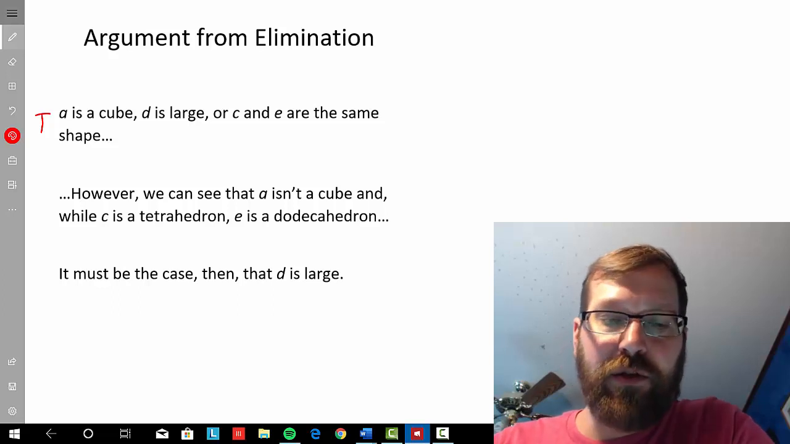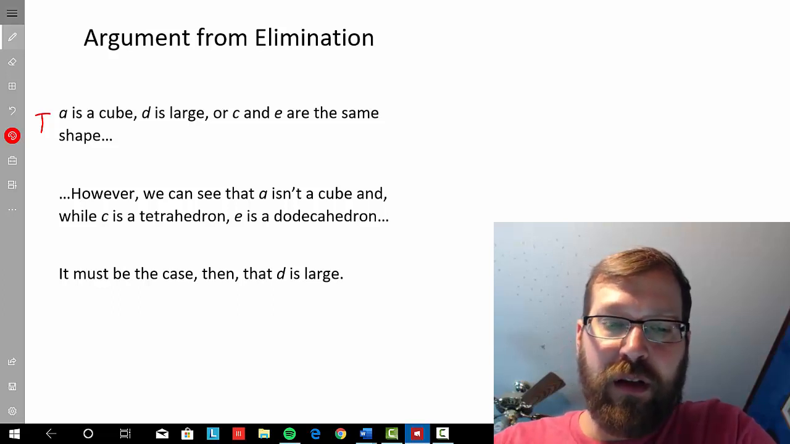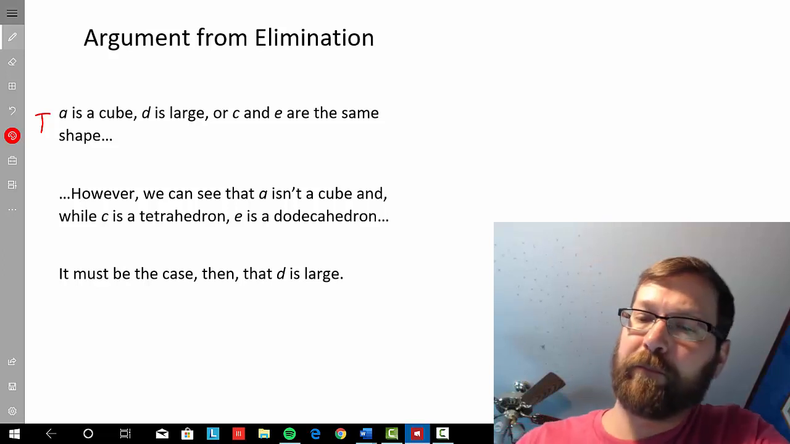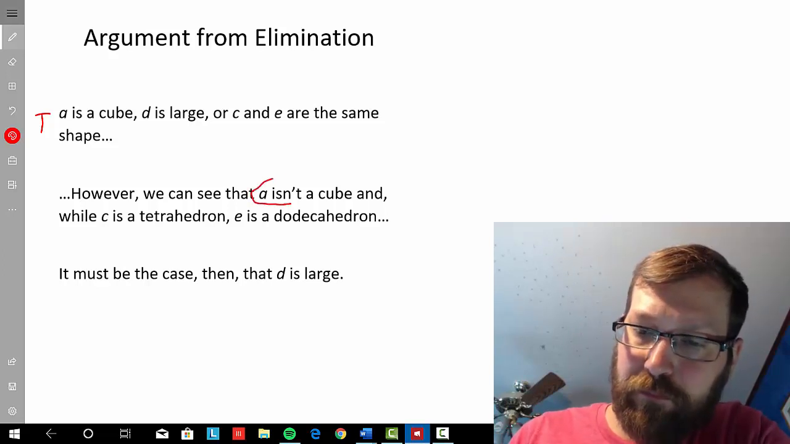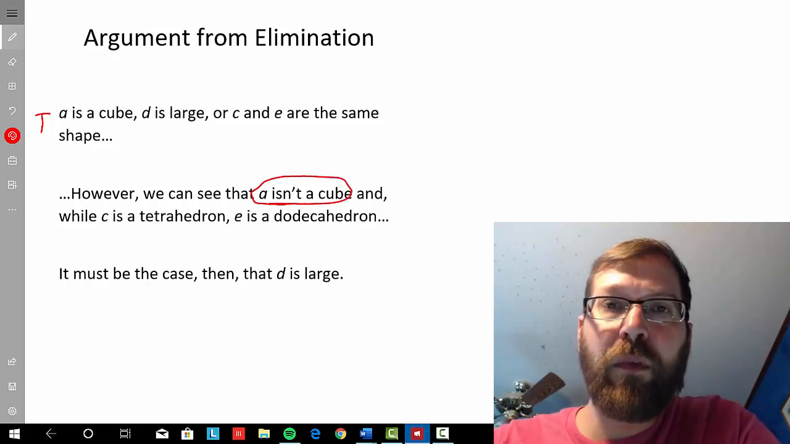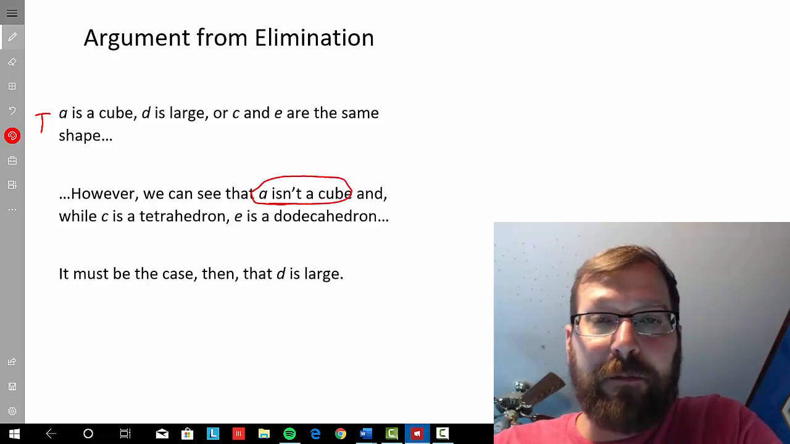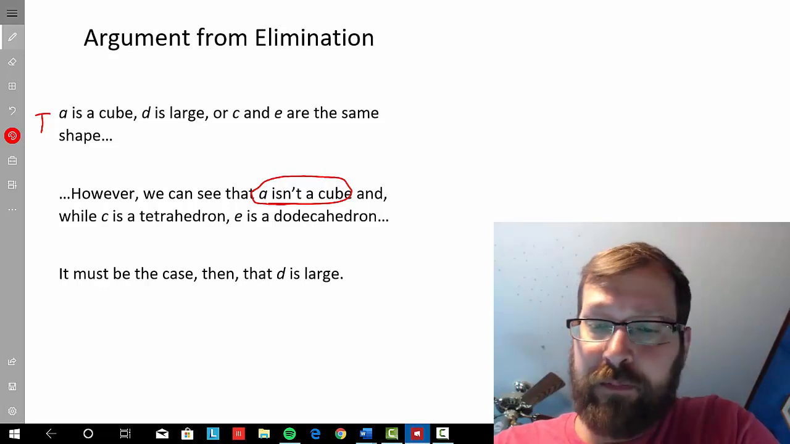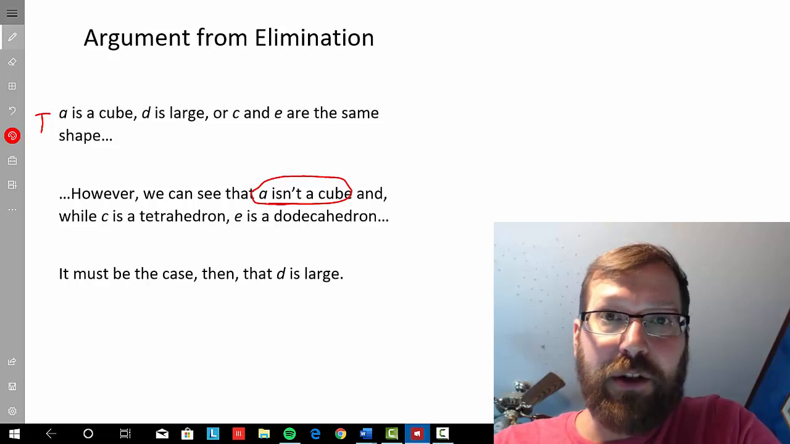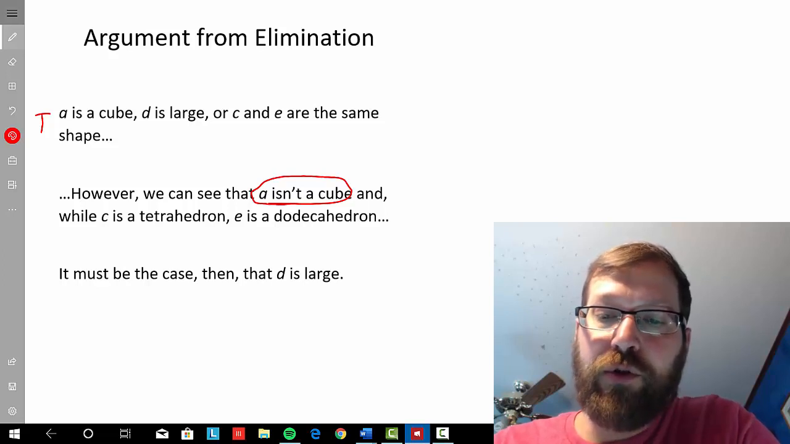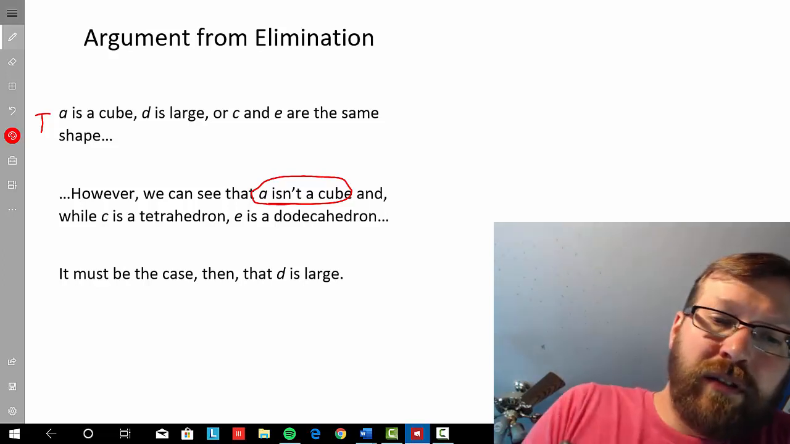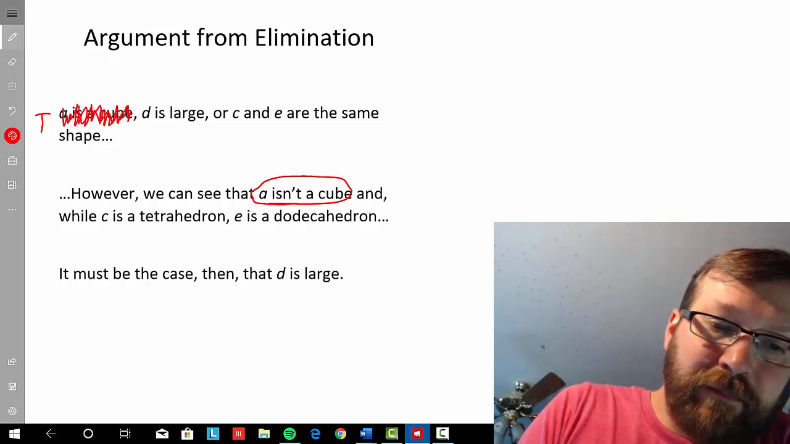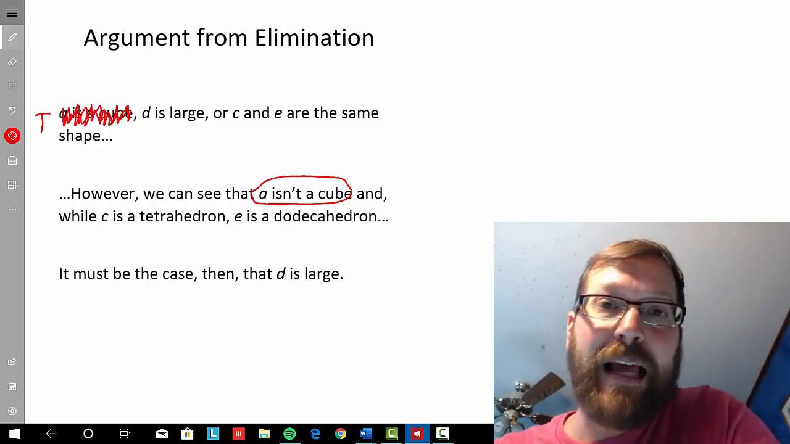All right, we come down to the next set of information, and it says, however, we can see that A isn't a cube. Well, looking at the first disjunct of the disjunction above, it says that A is a cube. So if it's true that A isn't a cube, then this must be false. It's not what is making that disjunction true.